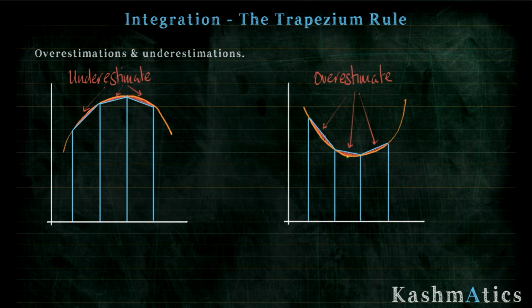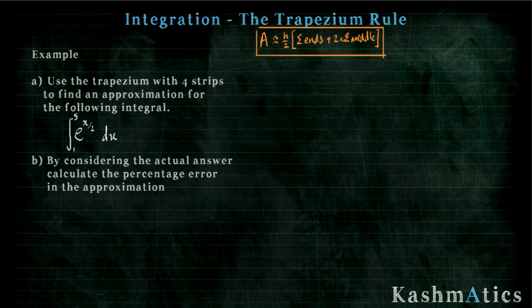Okay, so these bits which are shaded in red are the extra bits which would be included in the area of these which you don't actually want. So in this case you'd get an overestimate, and in this case you'd get an underestimate. So if you have a graph, you'll often be asked whether the approximation that you're getting is an overestimate or an underestimate, and just think about whether the trapeziums you draw will go over the curve or whether they'll fall short of the curve. So on to our first example.